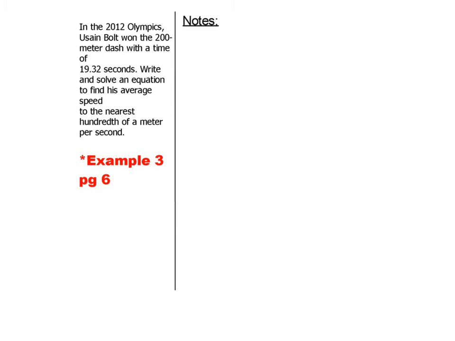So it says, in 2012 Olympics, Usain Bolt, he's a track runner, won the 200-meter dash with a time of 19.32 seconds. Write and solve an equation to find his average speed to the nearest hundredth of a meter. So what are we trying to find? Average speed. What's another way we can write average speed?